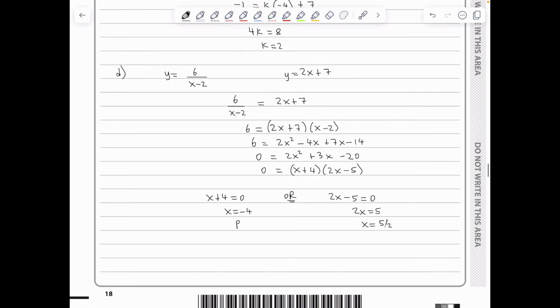I will substitute x is 5 over 2 into the straight line to get the y coordinate of point Q. So we have that y is 2 times 5 over 2 plus 7, which gives an answer of 12, and therefore Q has coordinates 5 over 2, 12.